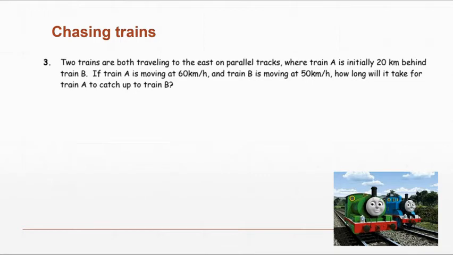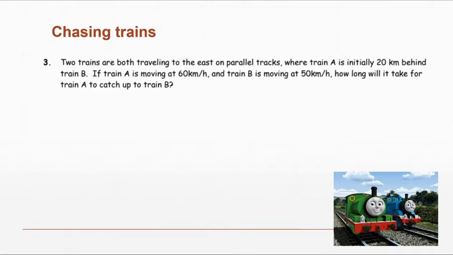Okay, and so you have our 2 trains, train A and train B. It says both are traveling to the east on parallel tracks, where train A is initially 20 kilometers behind train B. If train A is moving at 60 kilometers per hour and train B is moving at 50 kilometers per hour, how long will it take for train A to catch up?